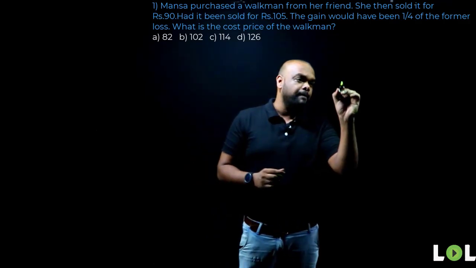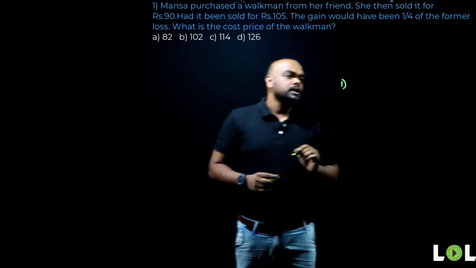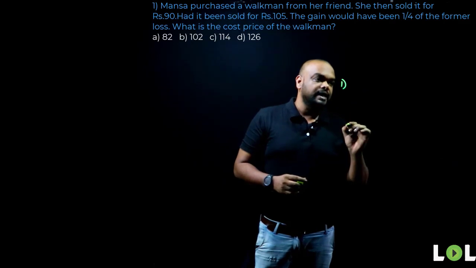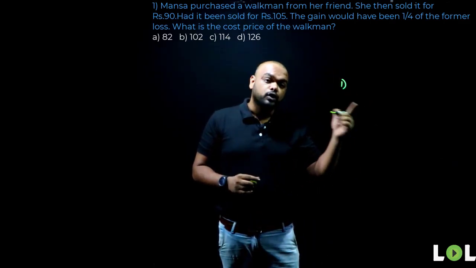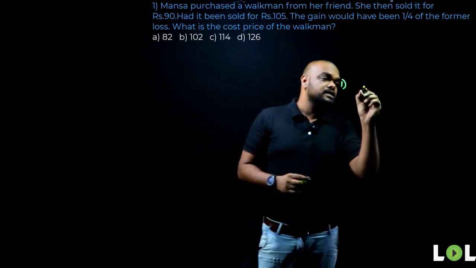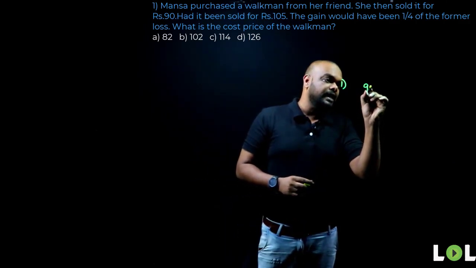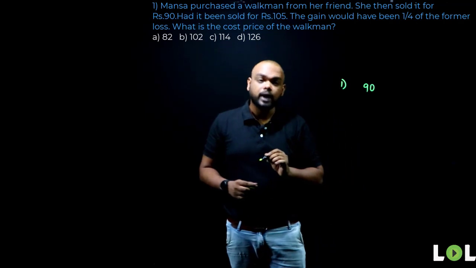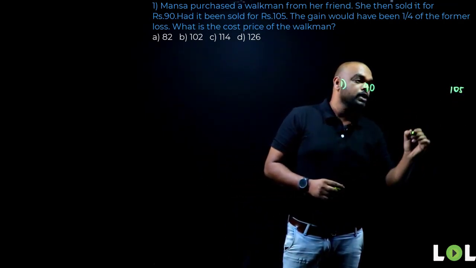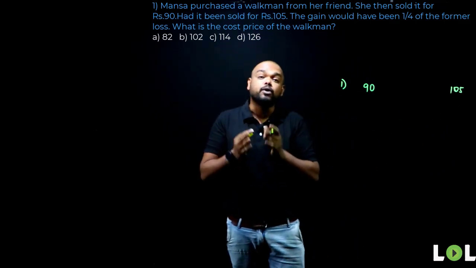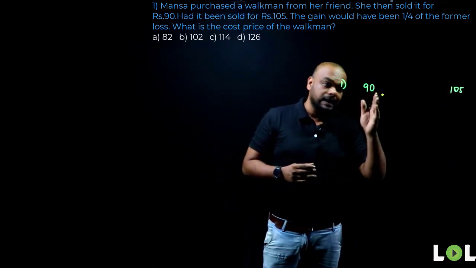Observe here, what is happening here? She sold it for rupees 90. Had it been sold for 105, the profit would have been 1/4 of the loss she made. It means when she sold at rupees 90, she made a loss. Had she sold it at rupees 105, she would have made a profit, and that profit would have been 1/4 of the earlier loss.